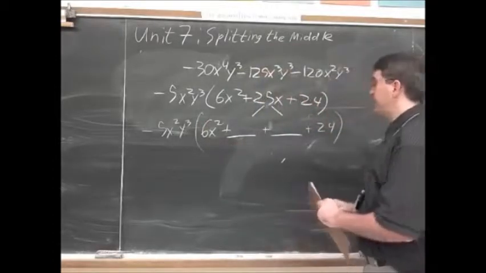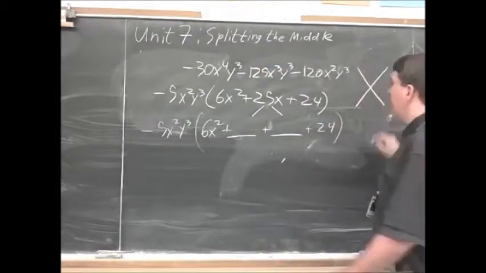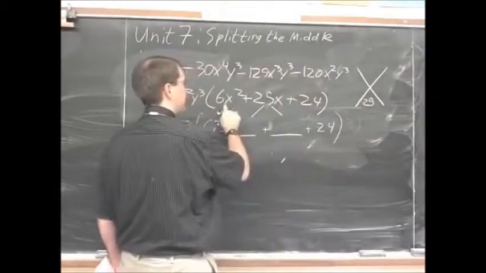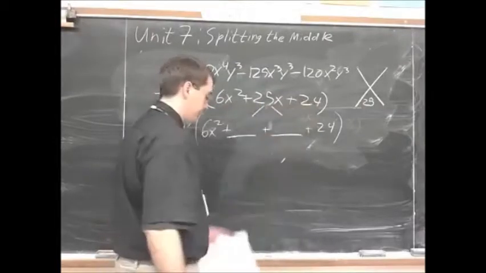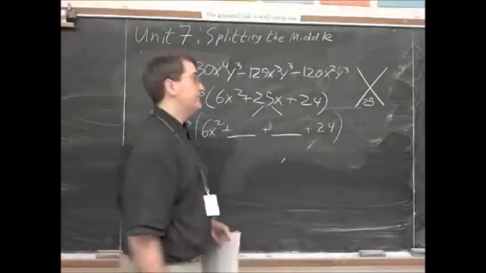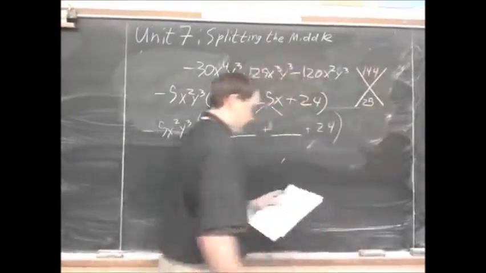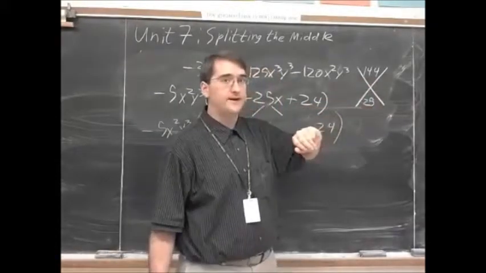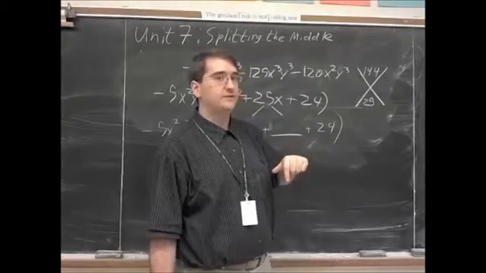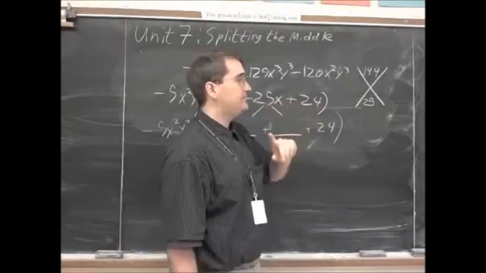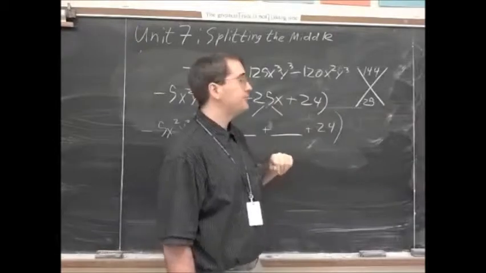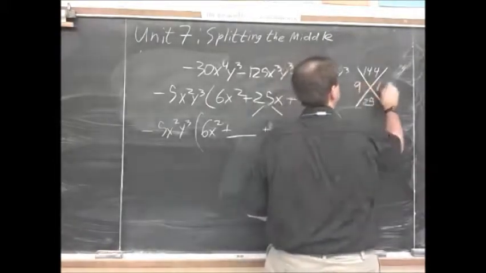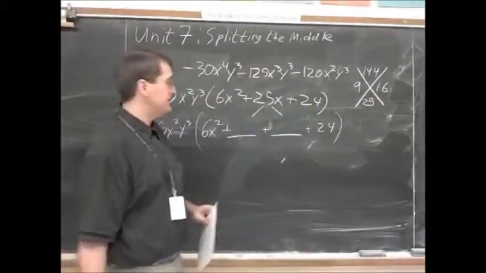As before, I want to find 2 numbers that add to 25 and multiply to the same thing as 6 times 24. And 6 times 24 is 144. I want 2 numbers that multiply to 144 and add to 25. Pause the video for a second, see if you can figure it out. Maybe you identified it right away, but if not, pause and see if you can figure it out. You should have it. It's 9 and 16. And again, it doesn't matter if you do 9 and 16 or 16 and 9.